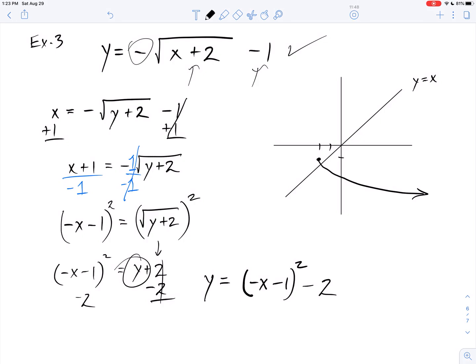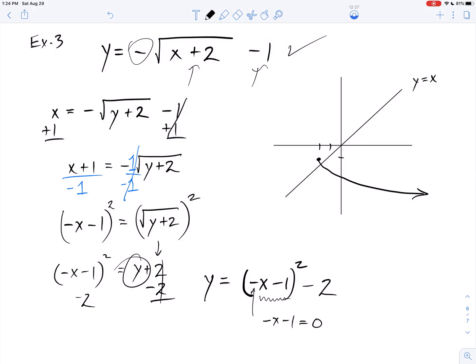Now, the negative is on the variable. That means it's going to flip it sideways. But you're going to see. Remember, set what's in here equal to 0. If I set what's in here equal to 0, what would I need to plug in for x to make that true? Don't you dare say 1. It's -1. Think about it.